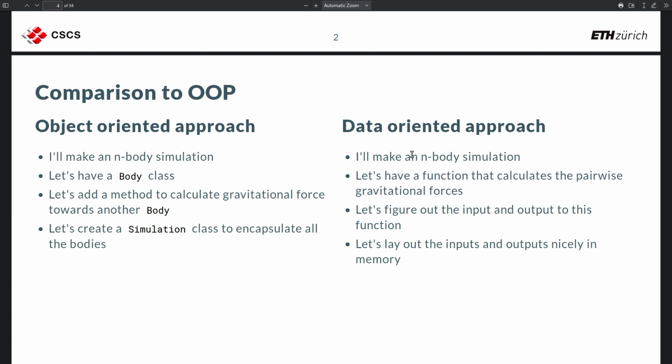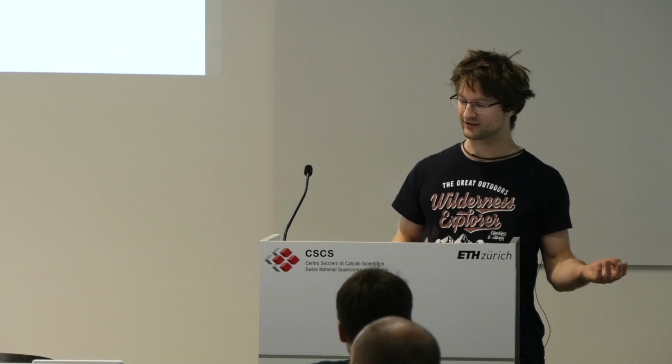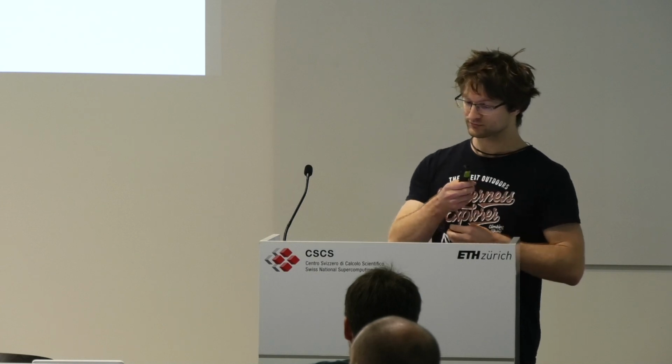When you do data-oriented design, you pretty much start with the same thing because it's just the definition of the problem. Let's make an n-body simulation. But then you start thinking in terms of transforms. So, not a body class, but let's have a function, a transform that calculates the pairwise gravitational forces between the particles. And then you think about, okay, what sort of input does this pairwise gravitational forces algorithm need? So you define those inputs as well.